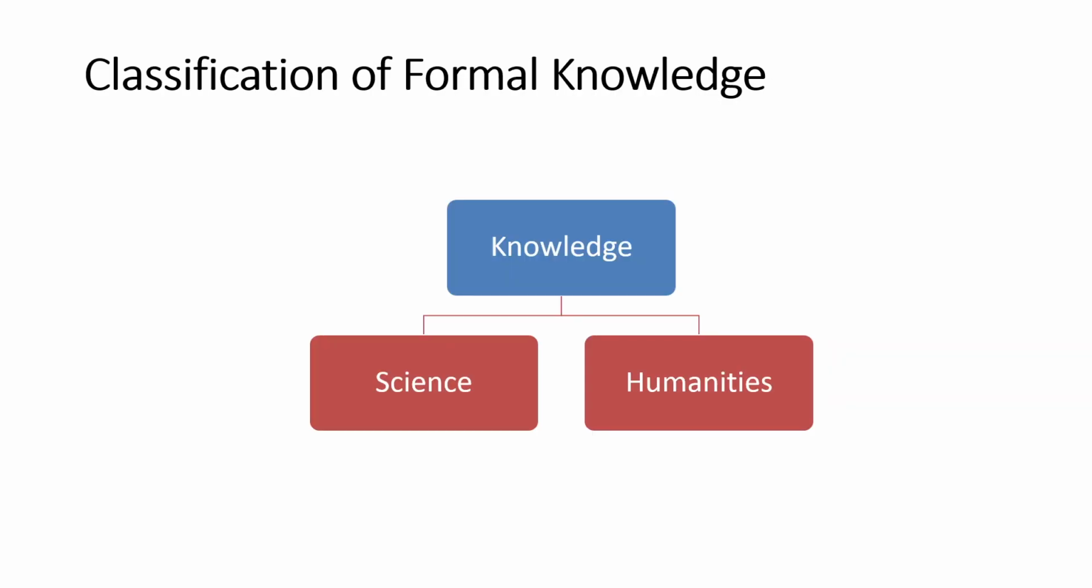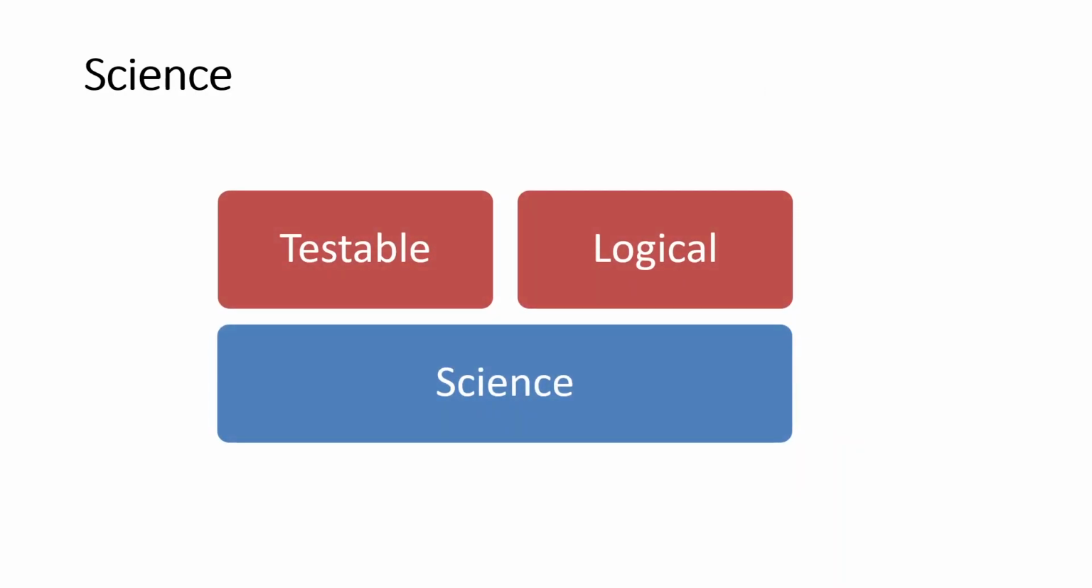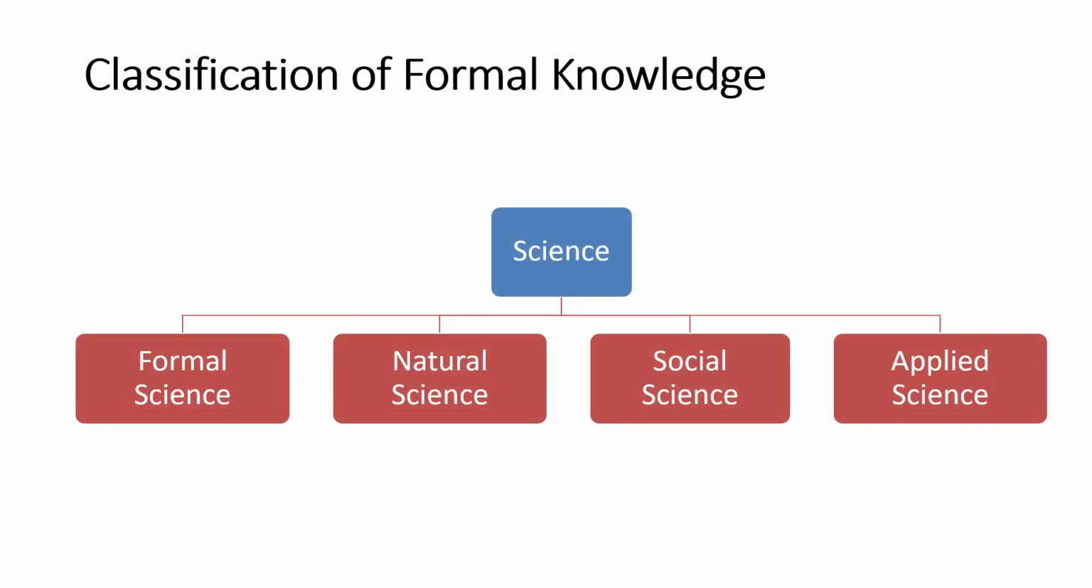We can classify human knowledge into two broad categories. That is science and humanities. First, we will look at the science and then we will move on to the humanities. So the two main features of science are that it's logical in nature and that the knowledge is testable. So let's see what the main branches of science are. We have the formal science, natural science, social science, and applied science. So let's take one by one.